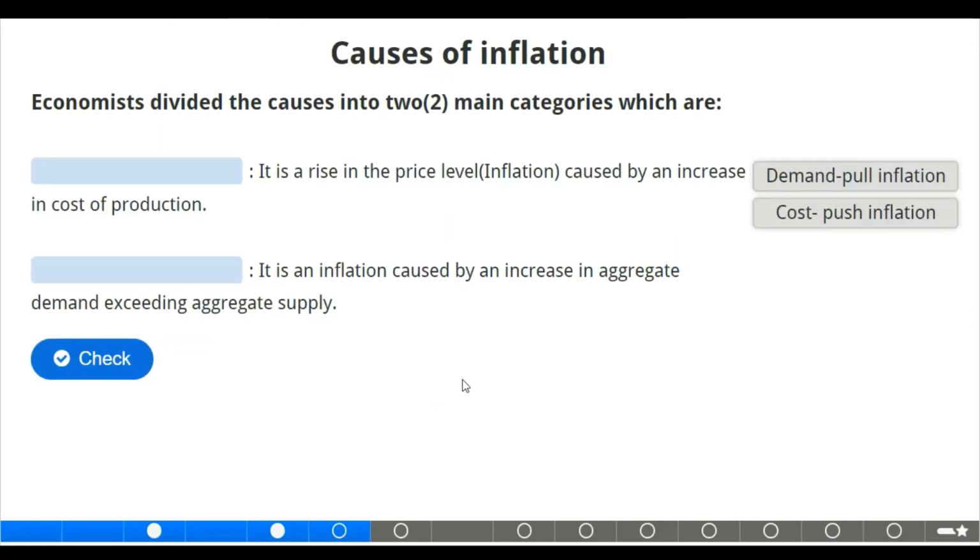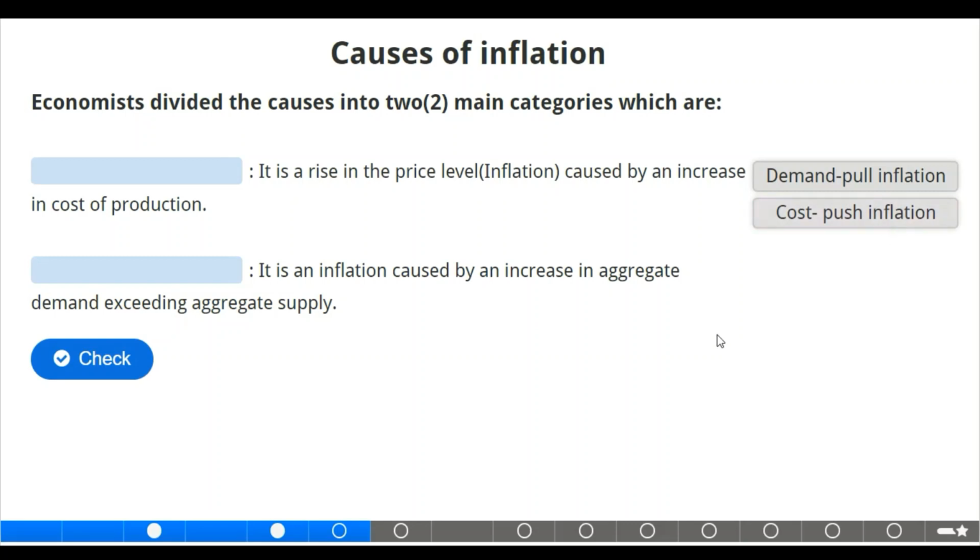Moving to the next slide, we now have the causes of inflation. What are the causes of inflation? Of course, economists divided the causes into 2 main categories. Let us drag this into the correct answer. We have a rise in the price level, that is inflation, caused by an increase in the cost of production in an economy. Of course, the cost of production could rise due to higher wages, higher indirect taxes, or higher cost of raw materials.